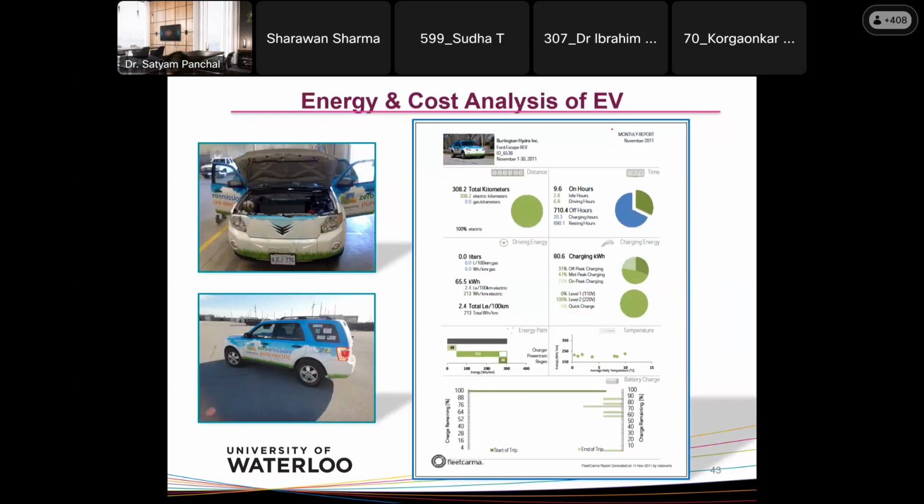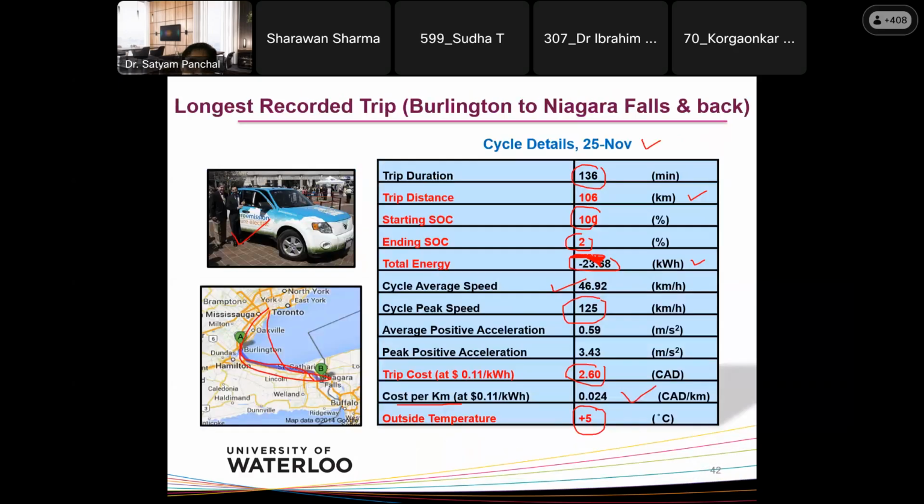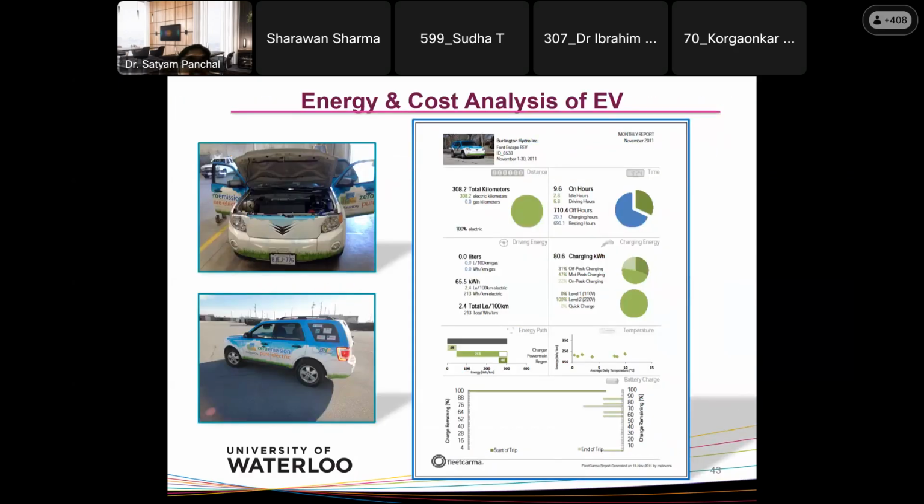After installing the data logger and collecting several trips, we did this energy and cost analysis of the vehicle. We drove the vehicle with Burlington Hydro Company and REV, Rapid Electric Vehicle, and this type of monthly report was generated: November, December, January, February, March, all the way for 1 year or 2 years. It was found that total kilometer for this vehicle is around 308.